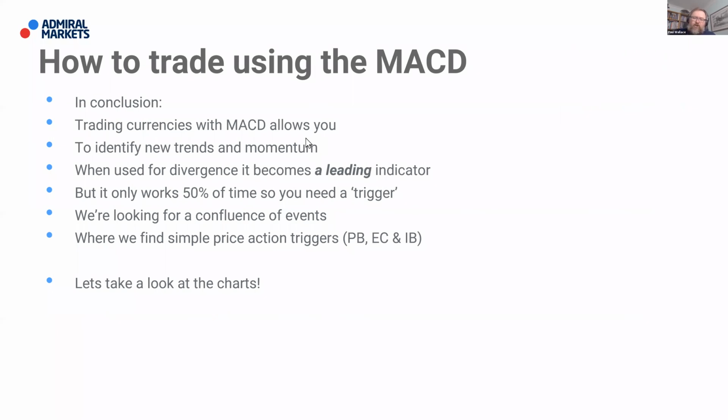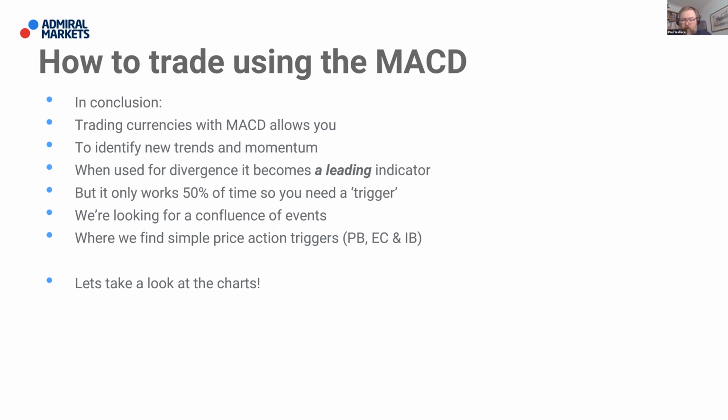So in conclusion, ladies and gentlemen, trading currencies with MACD allows you to identify new trends and momentum, and when used for divergence, it becomes a leading indicator. But it only works about 50% of the time, so you need a trigger. And this is where we're looking for a confluence of events.